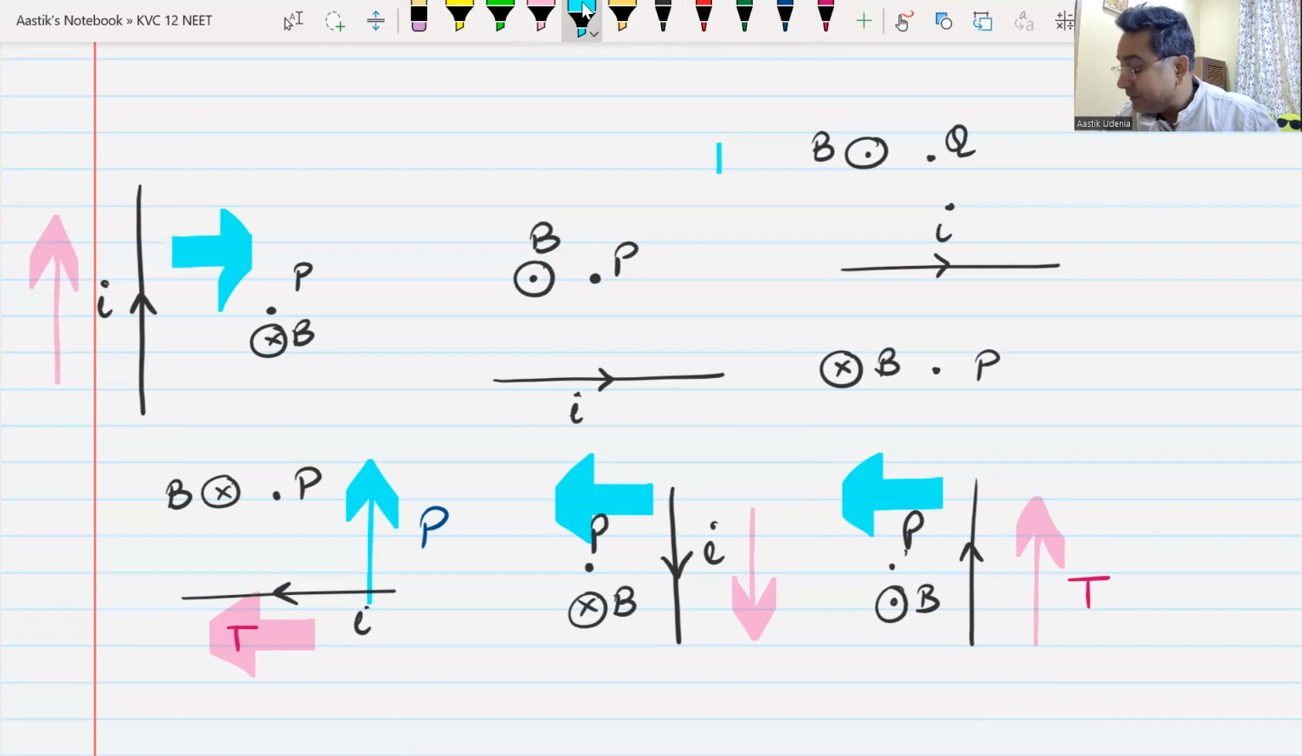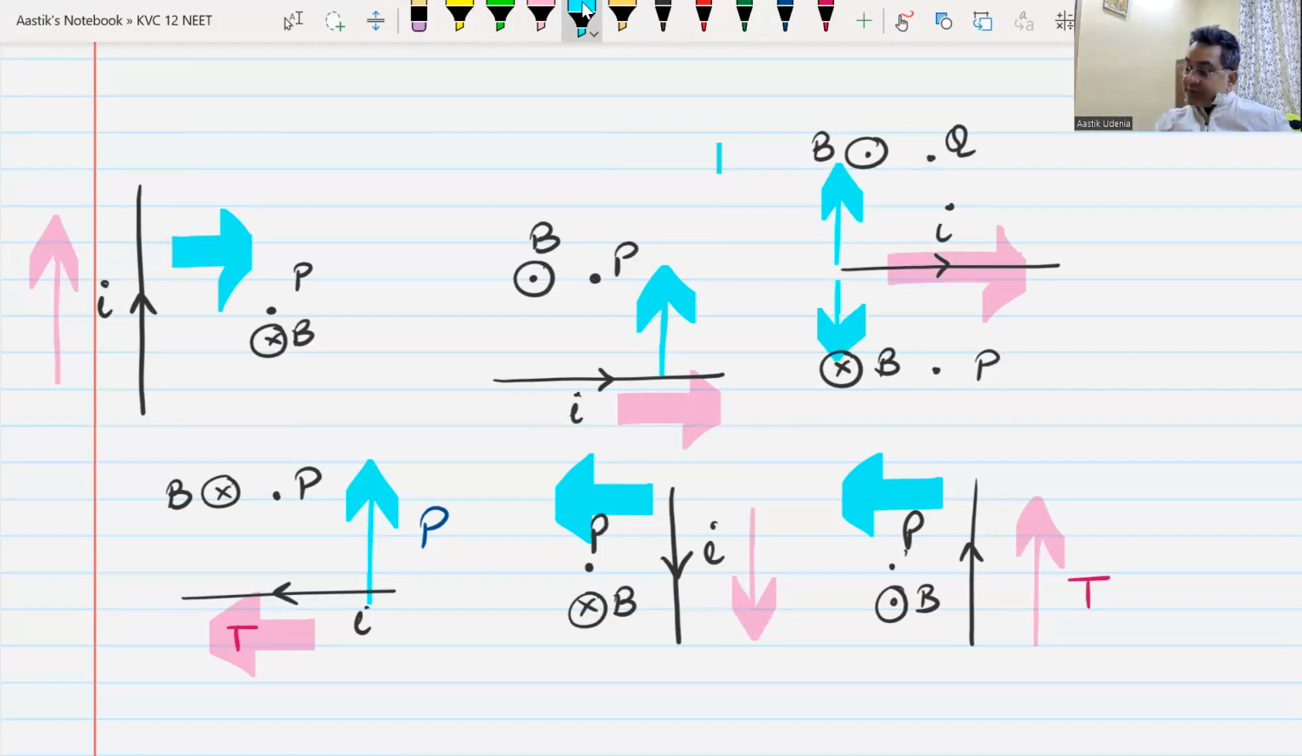Pink is the thumb. Blue is the palm. Here or here. I'll give you 5 minutes.